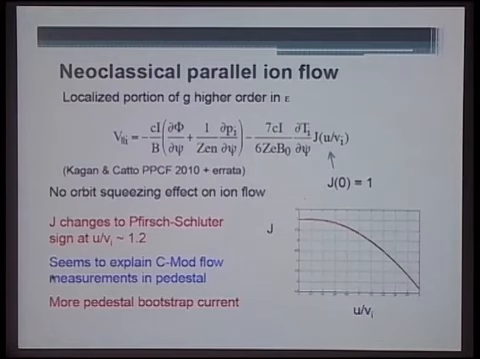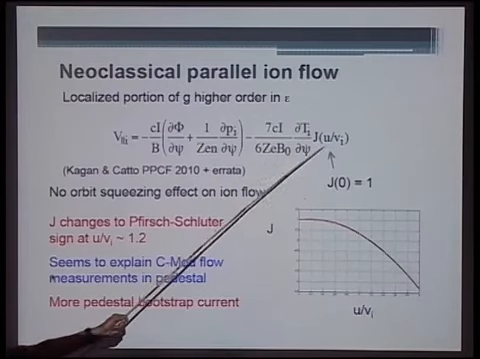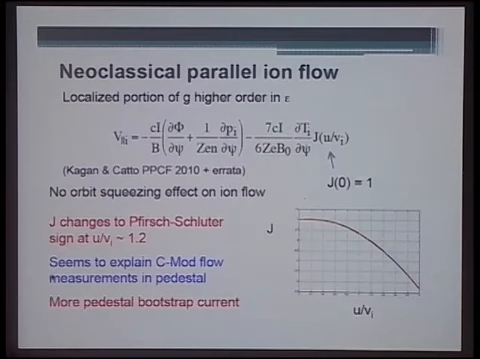So if this U over VI can get to be order unity, you can get to see some interesting results. And that's an important thing for a couple reasons. One, we have some CMOD data that shows this effect. Two, the sign changes to the sign of the Fehr-Schluter regime when it goes negative. So this seems to explain some observations and measurements in CMOD, and also this is going to change the pedestal bootstrap current.